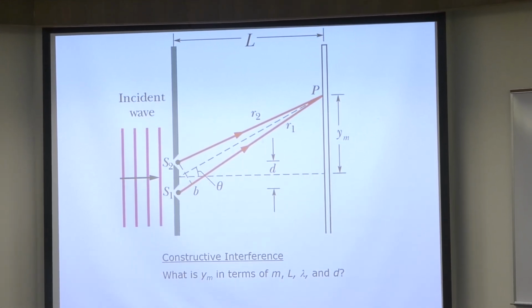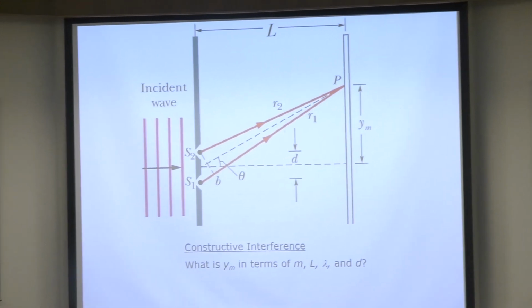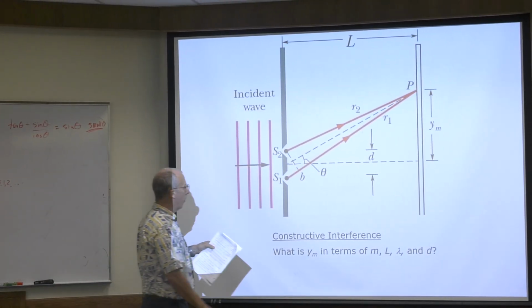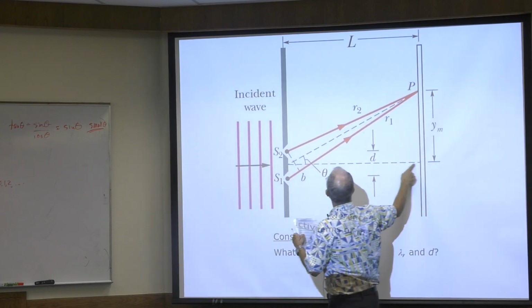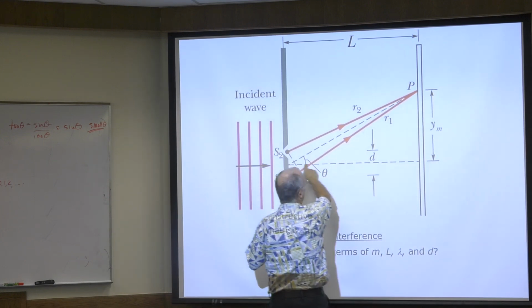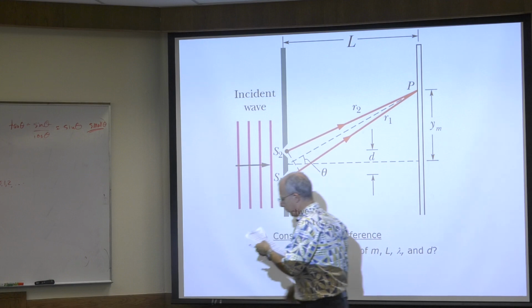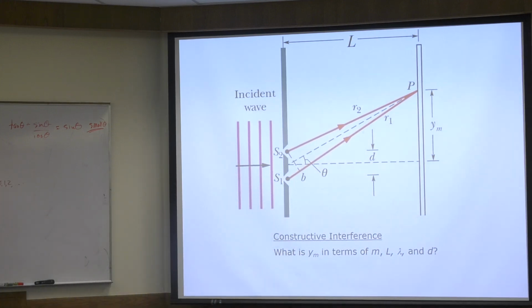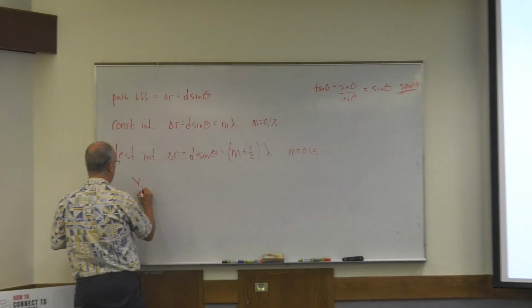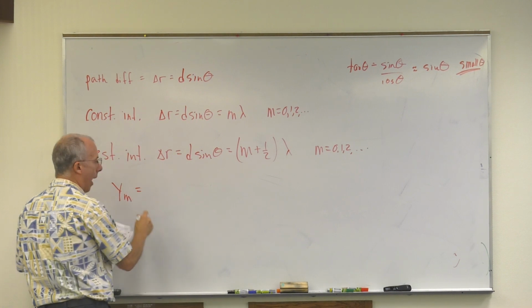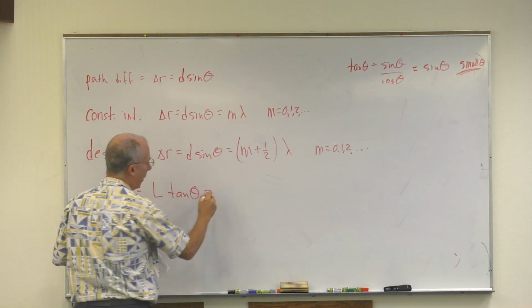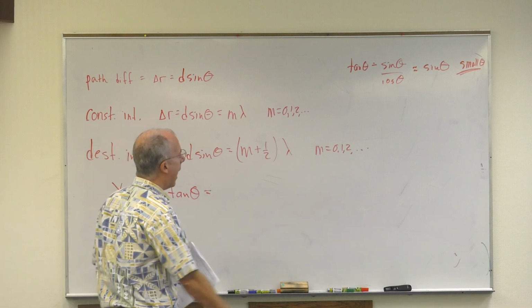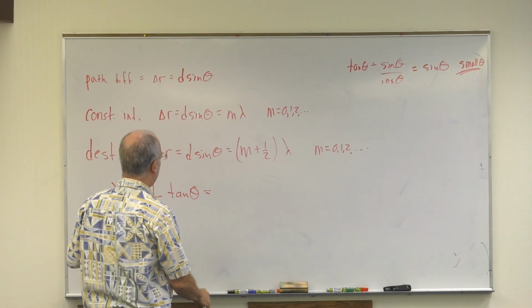All right, so we're back. I assume you did it. Okay, so what do we know, or what do we want to know? We want to know this, and we already know this is L. So what angle is that? It's tangent, right? So ym equals L tan theta. Okay, that makes sense. But now, small angle approximation.